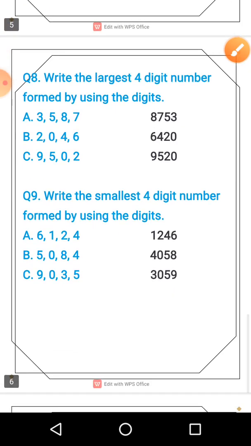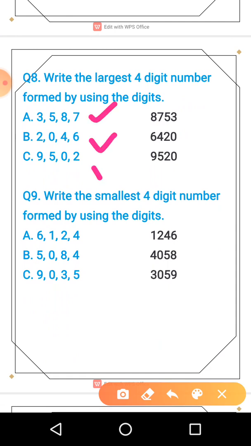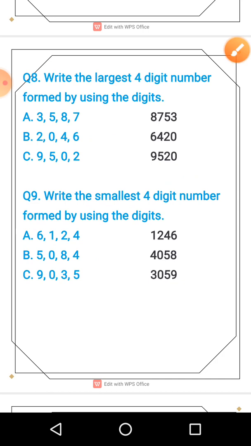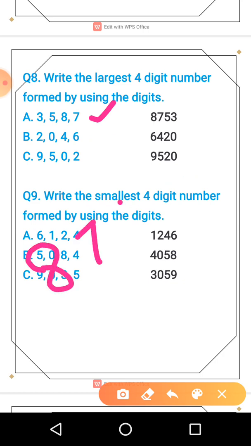Next is, write the largest 4-digit number formed by using the digits. You have been given 4 digits here, and you have to form the largest number. When we have to create a largest number, it means we have to arrange all the digits in descending order. Every time remember this thing, that if we have to create a largest number, then you have to put the digits in descending order. So we have 3, 5, 8 and 7, and if we write the digits in descending order, then we will write it as 8, 7, 5, 3.